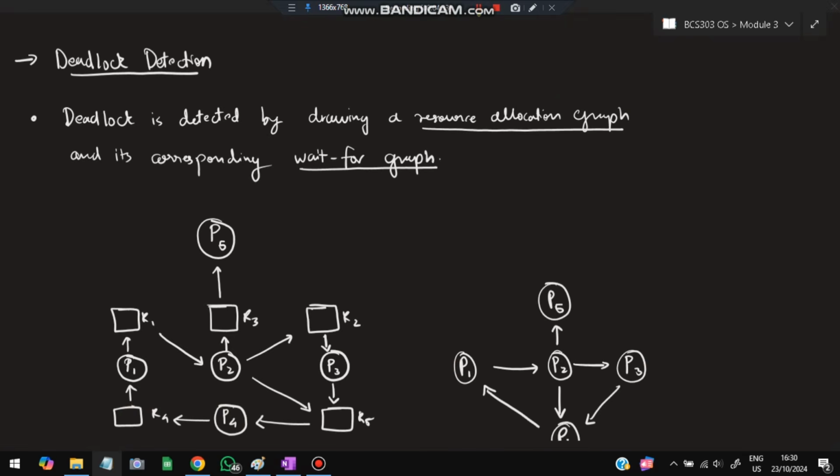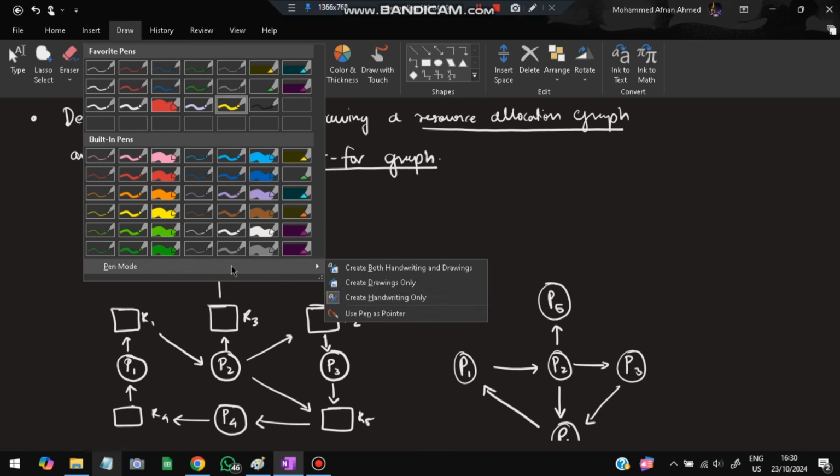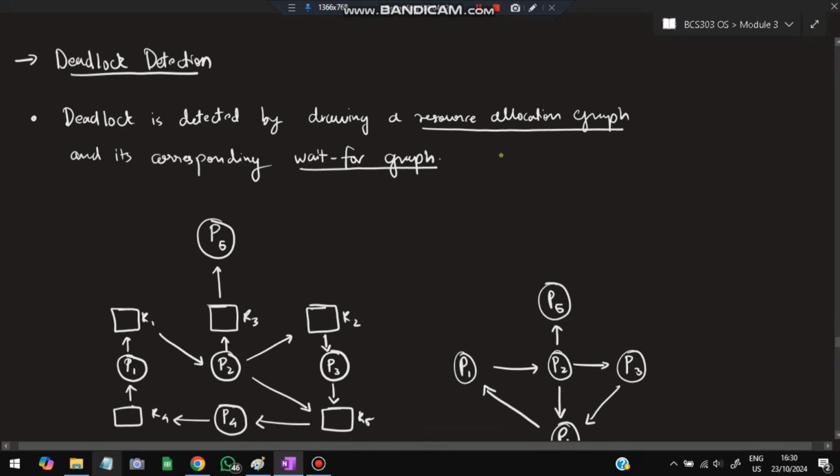Moving on, we have deadlock detection. Okay, how do we detect if a deadlock is present? As I told you, we'll be using a resource allocation graph for visually representing the resources and the processes which are present, and we'll also be having a wait for graph. Okay, let's understand what is a wait for graph.